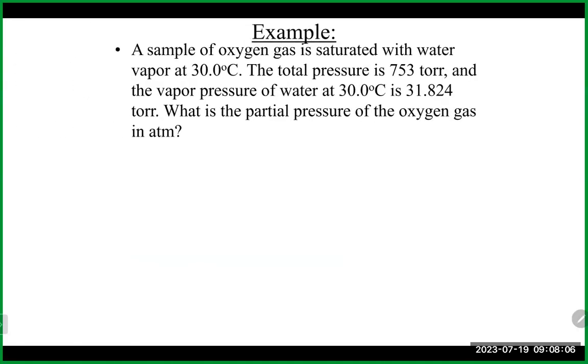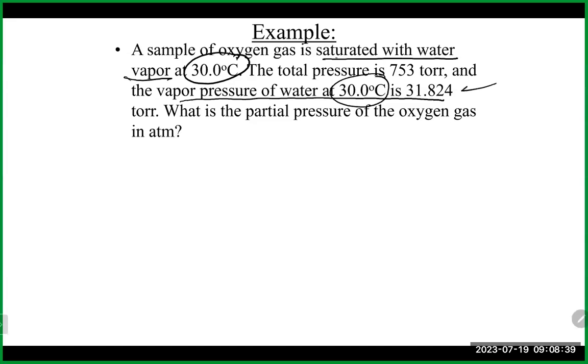If we were to do an experiment just like we saw in that picture, and we collected oxygen gas saturated with water vapor, again, those are the keywords you commonly see in textbook problems that tell you to do that. At 30 degrees Celsius, the total pressure is 753 torr. The vapor pressure of water at 30 degrees is 31.824 torr. Here's where the temperature comes into play in this type of problem: only to look up on the table the correct vapor pressure of water.